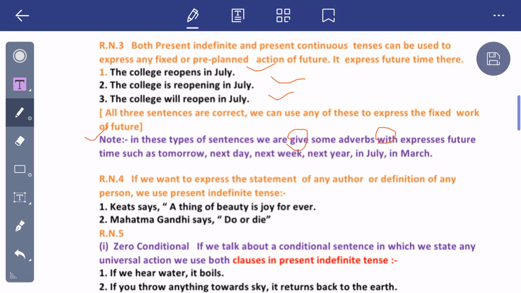Okay, now let us have a look at rule number 4. Rule number 4 says, if we want to express the statement of any author or the definition of any person, we use present indefinite tense. In this we can also add, if we want to show anybody's quote, that anybody has given some words to the society, some famous lines to the society, that can also be added in it. So let us have a look at the first sentence. Keats means, beta, John Keats. John Keats was a very nice poet.